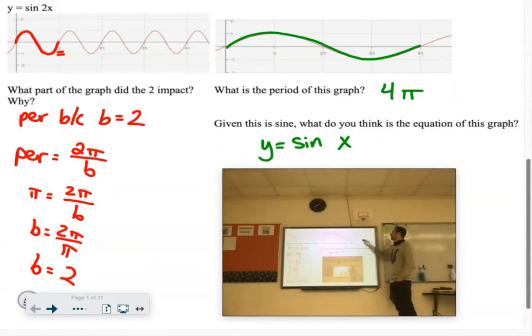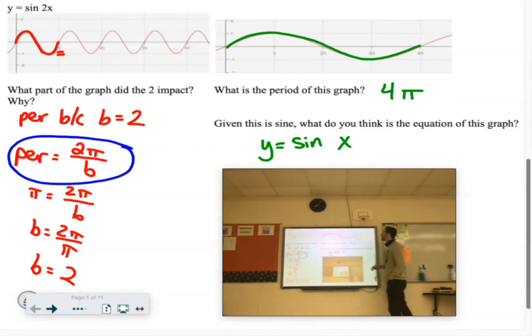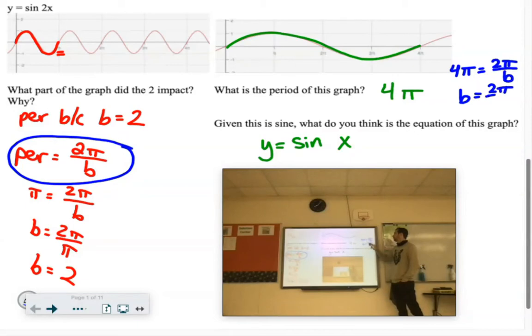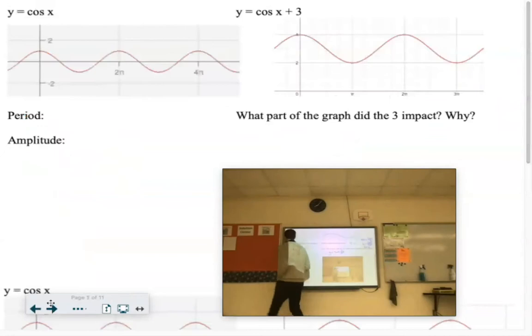So we say, again, look over here, period is 2 pi divided by b. And we know that the period is 4 pi. So we'd say 4 pi equals 2 pi over b, which means that b equals 2 pi over 4 pi. The pi's will cancel. 2/4 reduces to 1/2. So b equals 1/2. So we have sine of 1/2 x. Not bad, yeah? Yeah, all right.